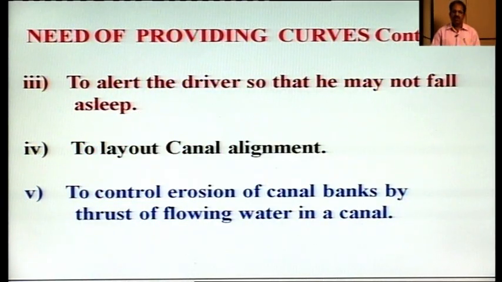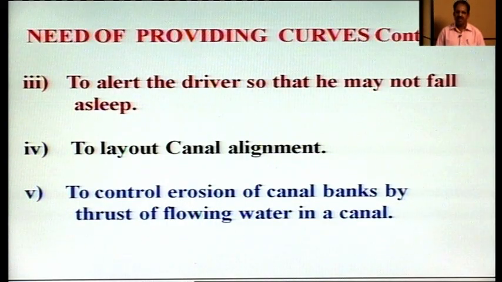Third is to alert the driver of the vehicle so that he may not fall asleep. If the road is a straight one, there are chances that the driver may fall asleep. That can be the reason for an accident. So, to alert the driver on a highway so that he may not fall asleep, we provide curves. Fourth one is to lay out canal alignment.